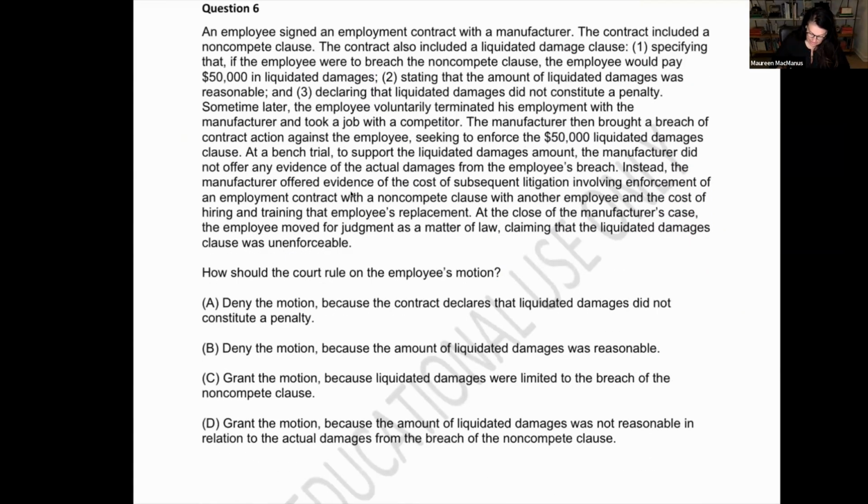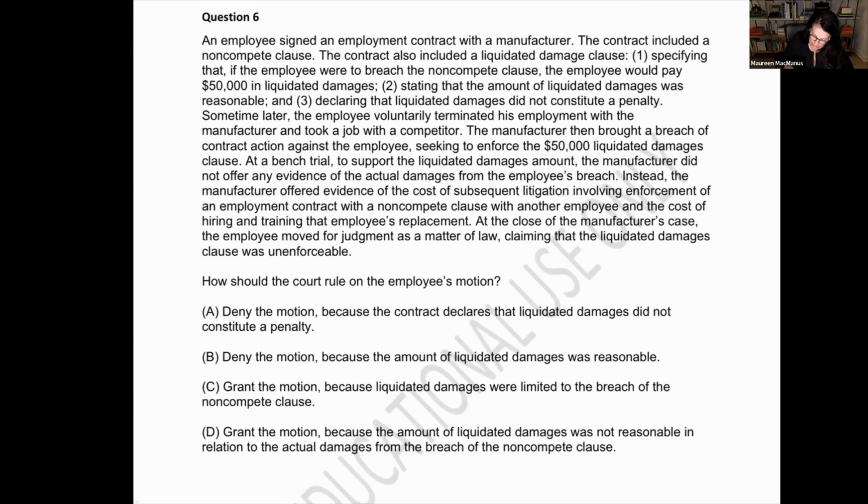All right, let's look at 6. How should the court rule on the employee's motion? An employee signed an employment contract with the manufacturer. The contract included a non-compete clause. The contract also included a liquidated damage clause, specifying that if the employee were to breach the non-compete clause, the employee would pay $50,000 in liquidated damages.